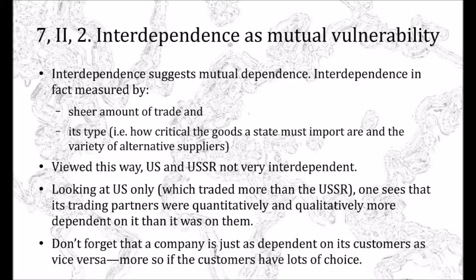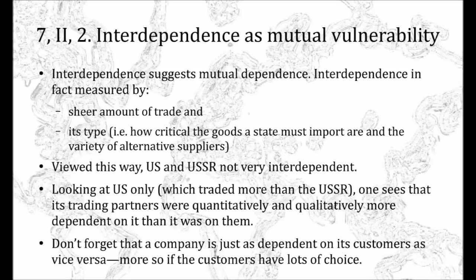So chapter 7, part 2, section 2, interdependence as mutual vulnerability. And this is what he thinks should be the real definition of it. You can measure it by the sheer amount of trade, but also its type, which means how critical the goods a state must import are and the variety of alternative suppliers. So if you need to import really important goods that are critical for your survival, like food, and you have very few suppliers for those goods, you're in big trouble. Yeah, but usually you can get food from a lot of sources, so that may not be the case.